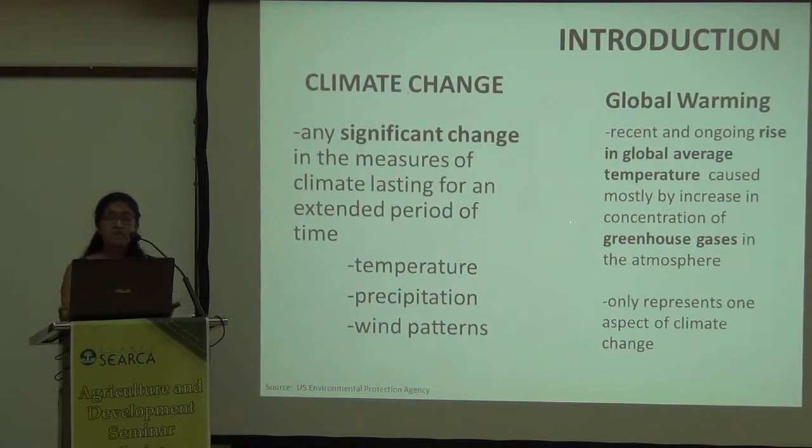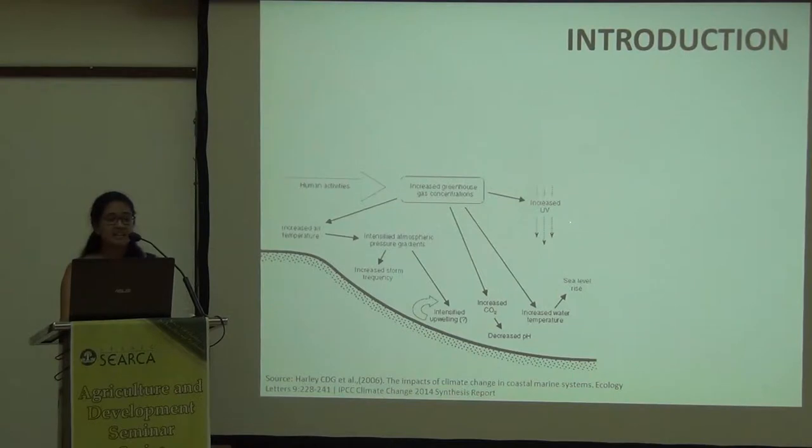So temperature really affects our system in so many ways, for example, they affect chemical reactions and physiological functions, and it is then that we consider temperature as one of the main drivers of climate change. So in this figure, we can see that increasing greenhouse gas concentrations drives the climate change in Earth.